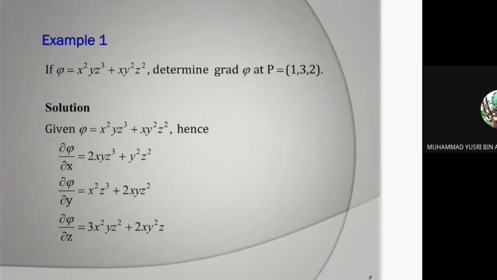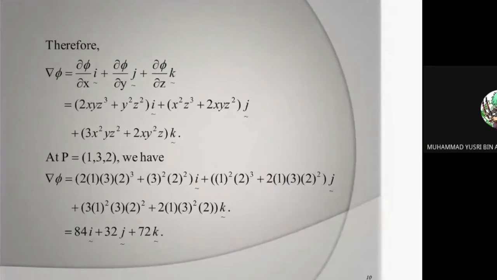Okay, the first one, del phi del x. Differentiate this with respect to x, you will get 2x y z to the power of 3, and differentiate this with respect to x, you will get y squared z squared. So this is what you will get when you differentiate with respect to x, with respect to y, and with respect to z. After you get the answer, you have to put it together to find the gradient phi. So this is differentiation with respect to x. This is the answer just now. And then with respect to y, with respect to z.